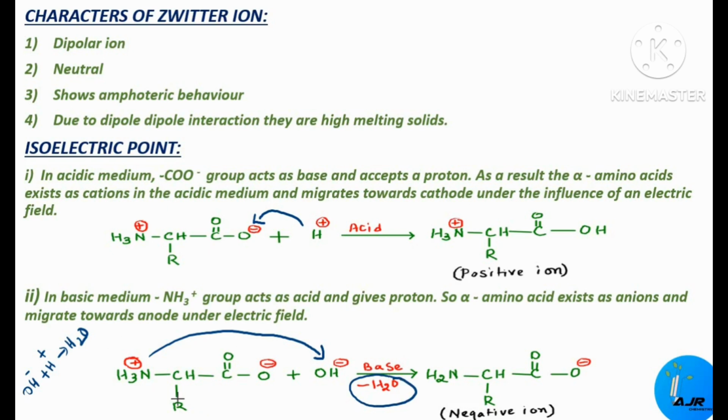Understood? So now what happens? Since this NH3 plus is giving one proton, this NH3 plus will become NH2. Now NH2 CHR C double bond O, C double bond O minus. So now this is becoming a negative ion. Under the influence of an electric field, this will be moving towards the anode since it is acting as a negative ion. Can you understand?